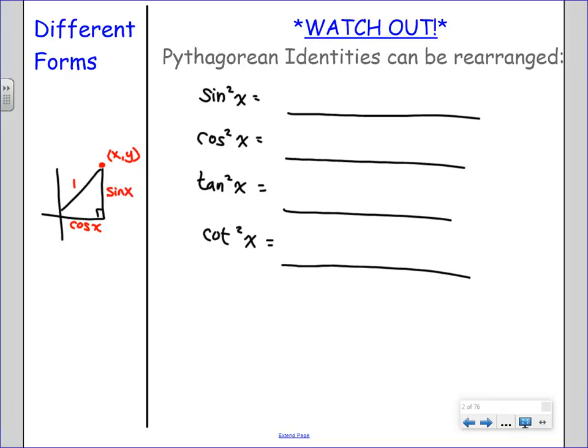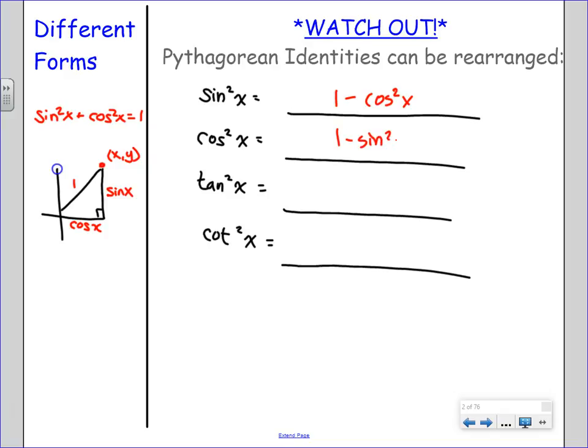Now, do you guys remember that we can actually rearrange that basic formula? So not only can we use this formula to say, hey, if we see sine squared plus cosine squared, we can substitute for 1. It's so much easier. But we can also see a sine squared x and substitute, or see that it's equivalent to what expression? How about cosine squared?